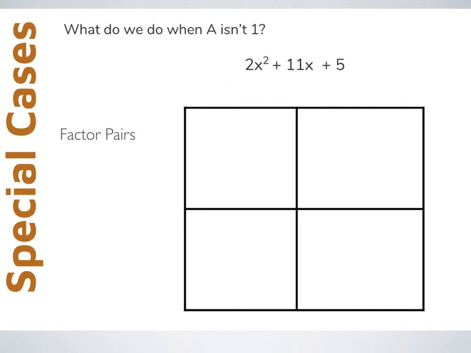Okay, what do we do when a isn't 1? Okay, what do we have: 2x squared plus 11x plus 5. Keep using 5. Sorry, I didn't mean to use 5 so many times, but it just worked out that way.